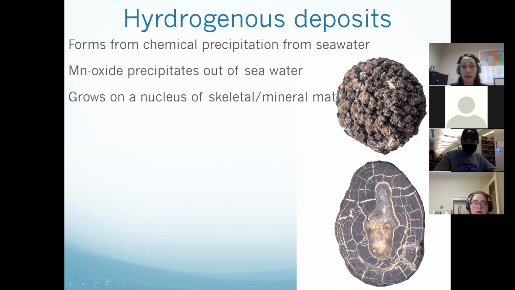This is the same sort of idea, except instead of an oyster secreting it, it's the seawater depositing this manganese oxide. Okay, but it just doesn't deposit it out of nowhere. It needs some sort of skeletal material, some sand matter to grow around. But that's why it grows in this really cool circular or ellipsoid pattern.